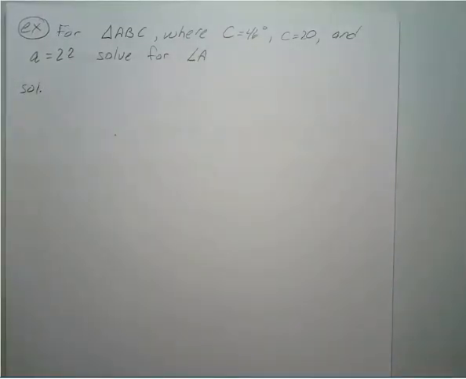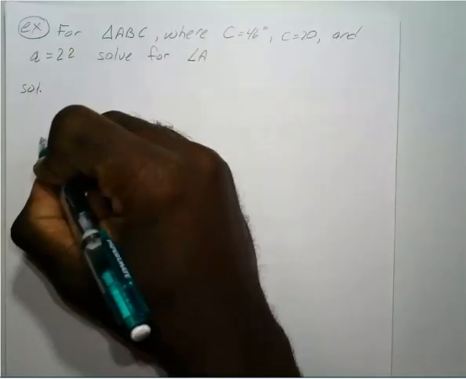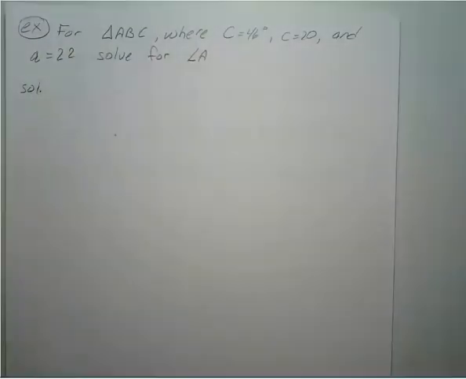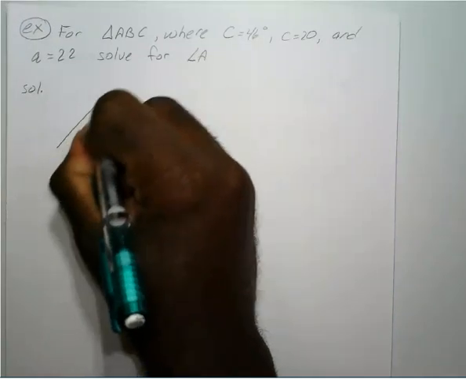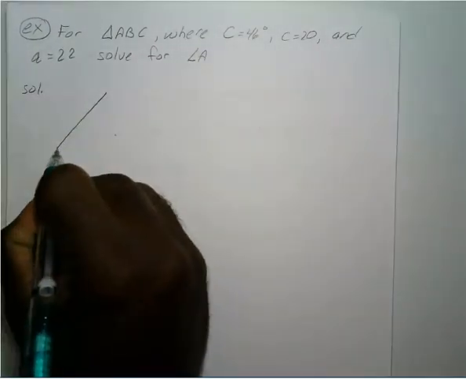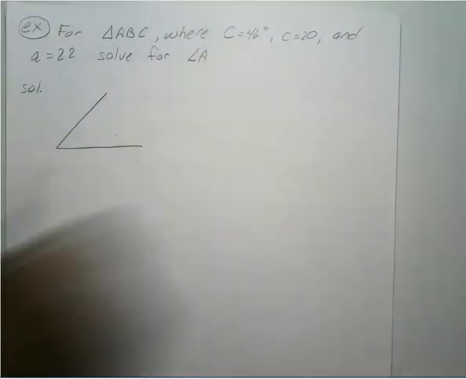Okay, so with this one, there are two possibilities because this is a side-side-angle triangle. And I'll show you what I mean by that. Let's draw the first possibility, and I'll show you why they are possibilities.